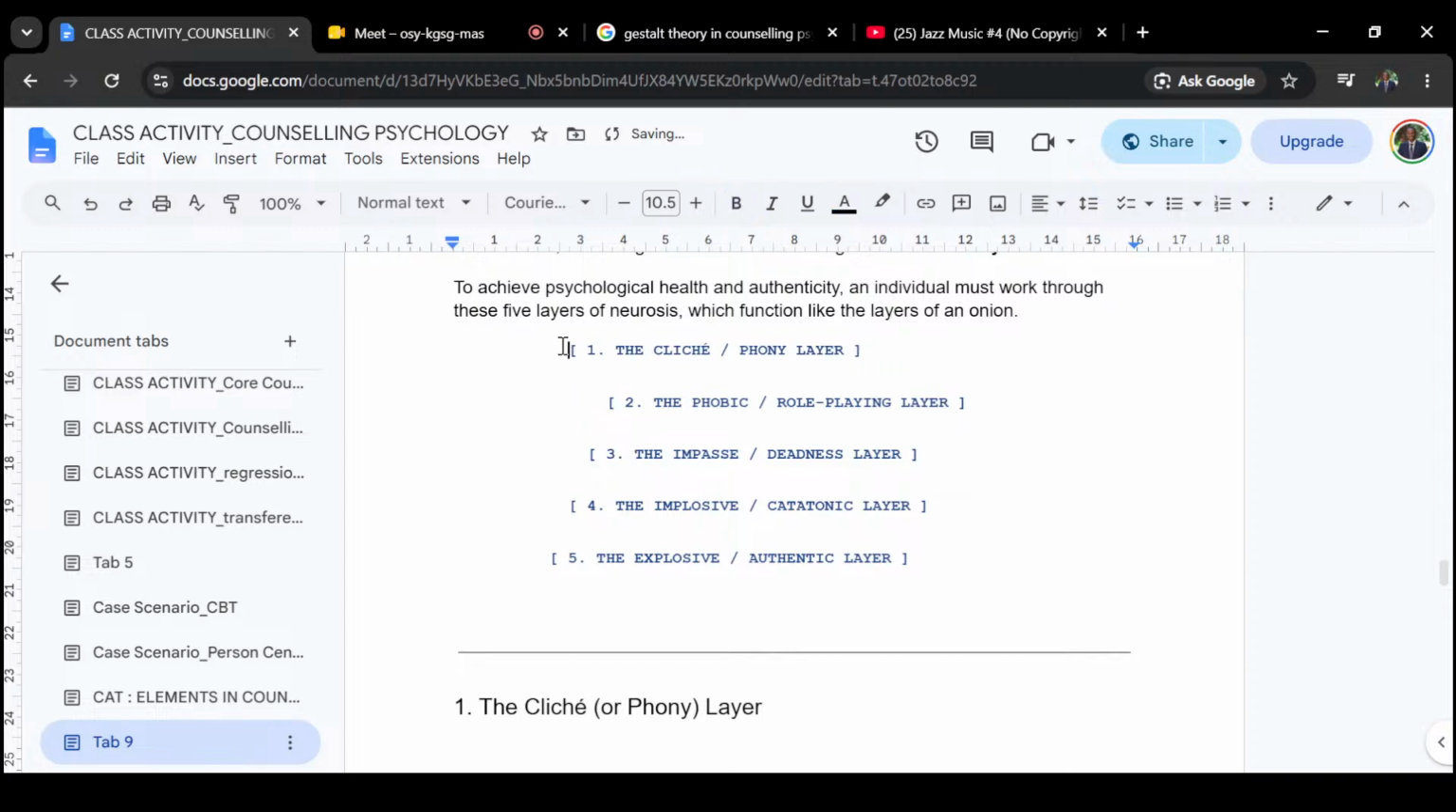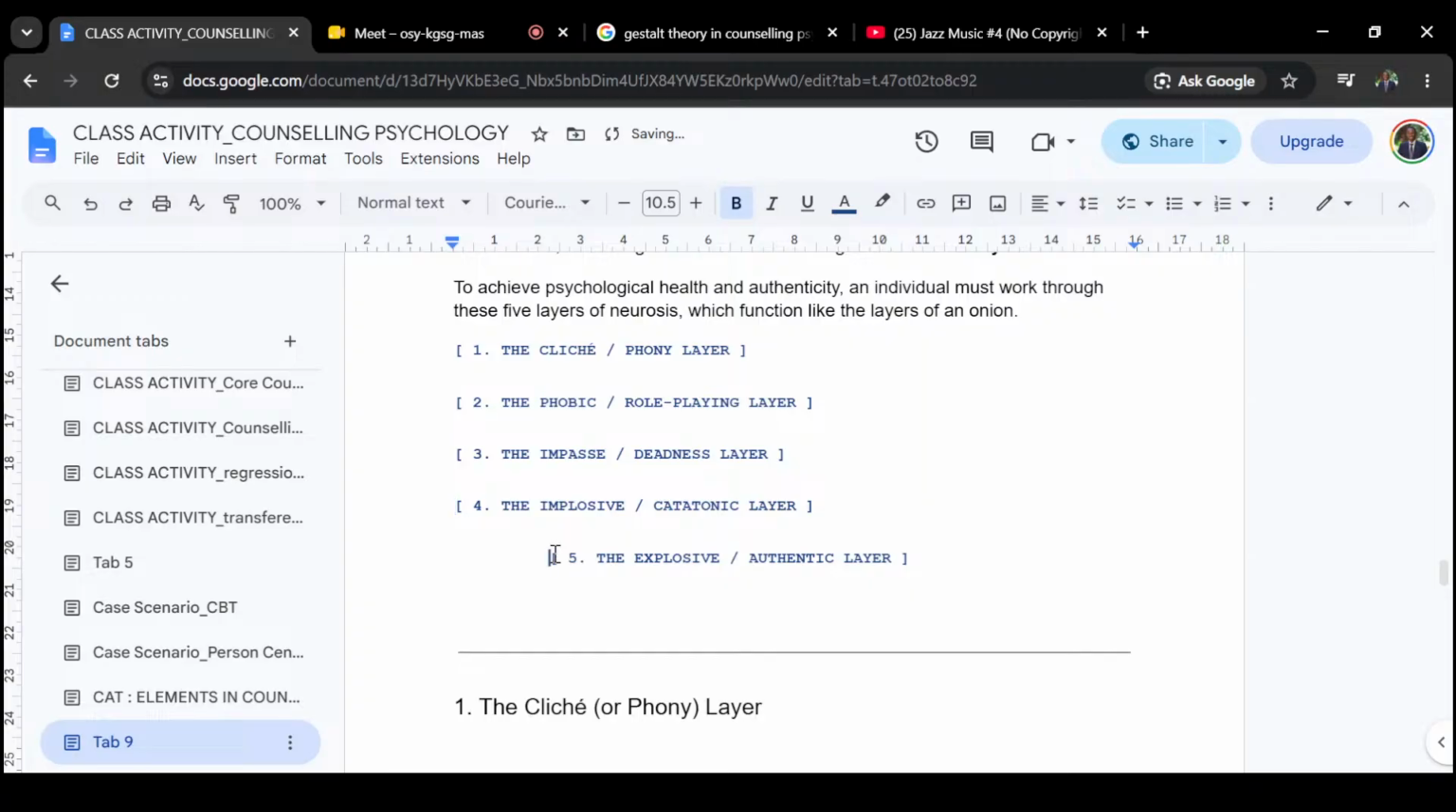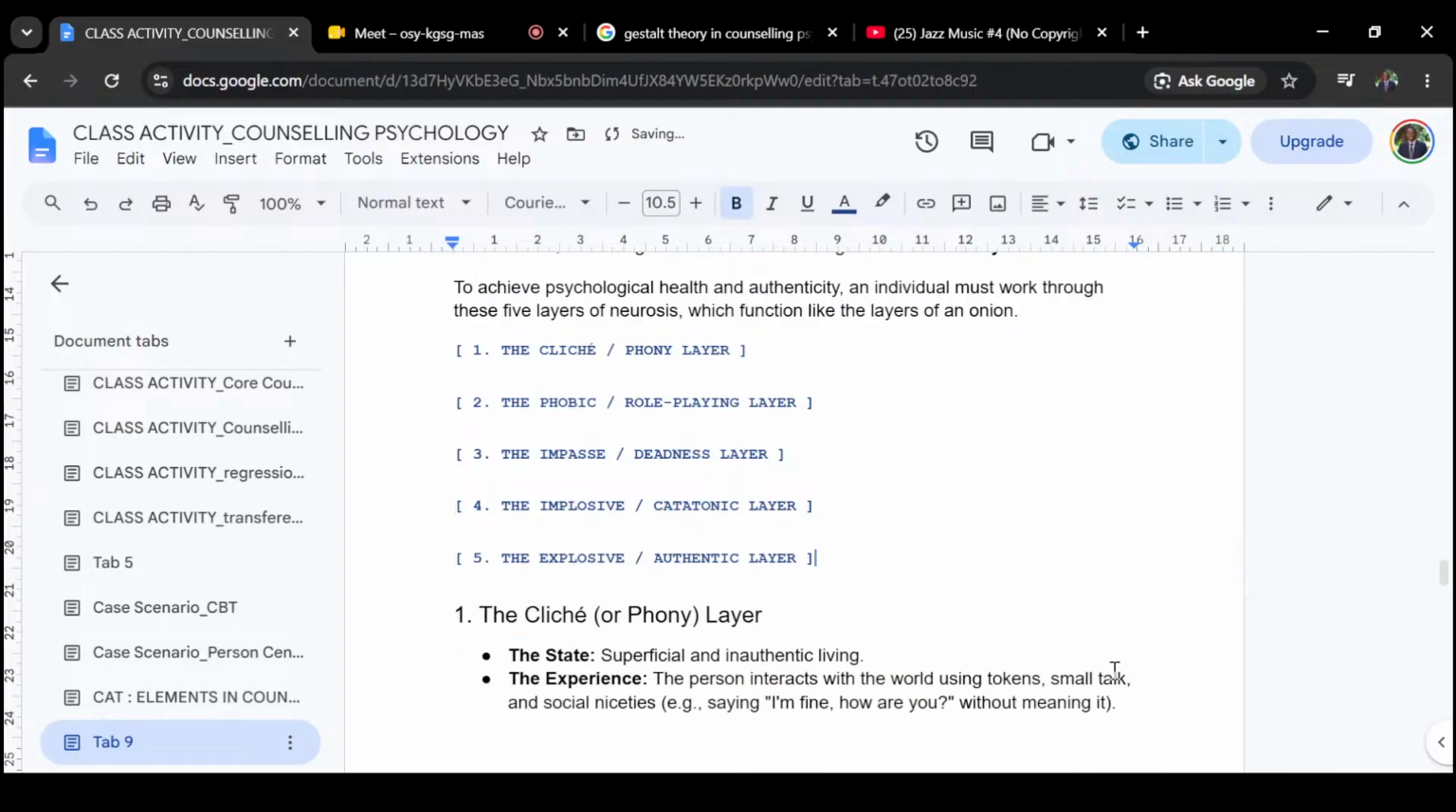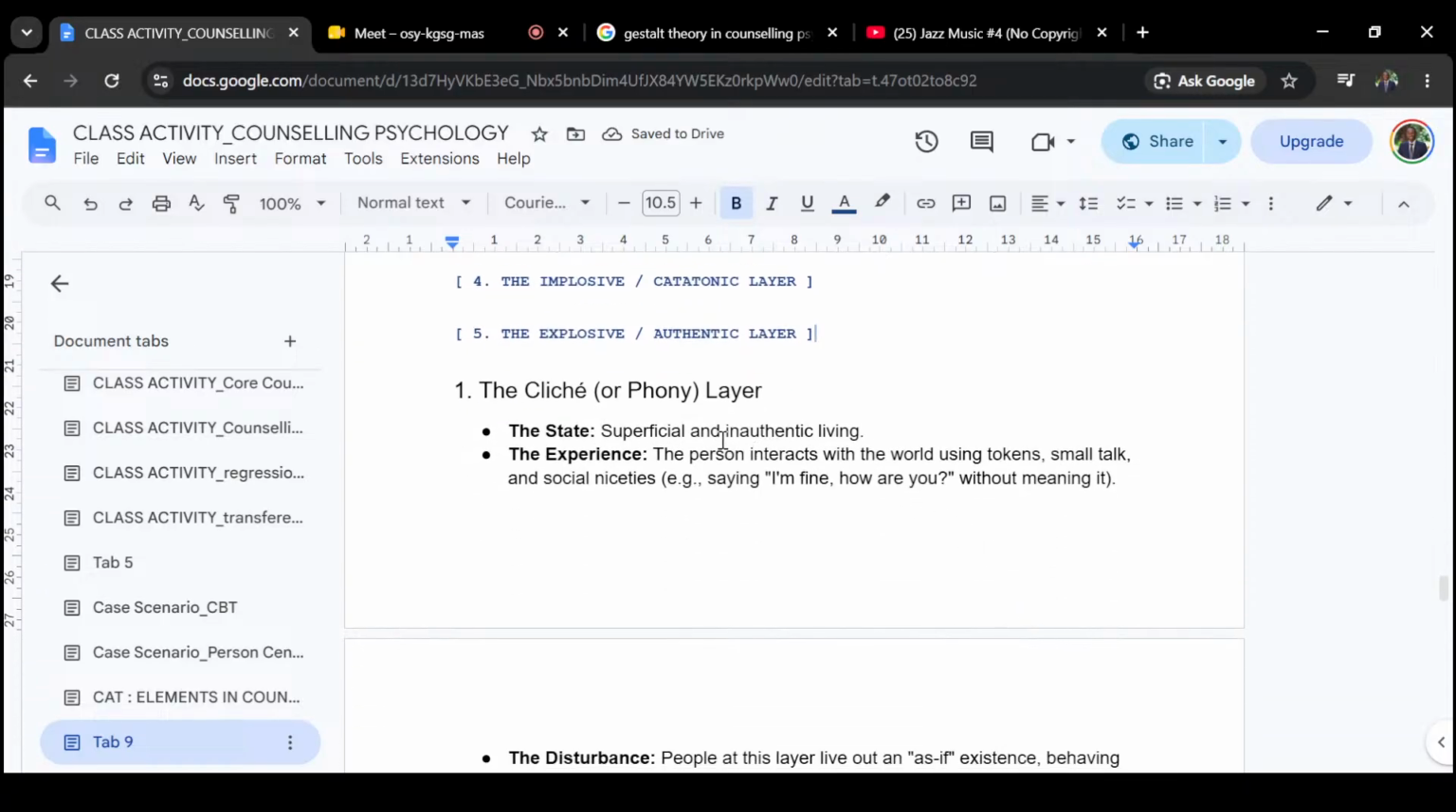Why do these layers matter? Number 1, to regain awareness; reclaim self-support; move from internal dependence to authentic autonomy; and lastly, experience the present, the here and now, more fully. Thank you.